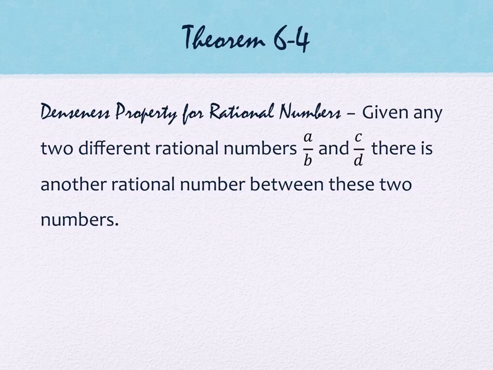Rational numbers are dense. So this is Theorem 6.4. It says that that is actually a true statement about rational numbers. And other number systems don't always have that problem. So then you might start asking the question, well, how do I find that number that's in between them? And there are several ways to do it. You can add the two numbers together and divide by 2. That will always work. You can do that.